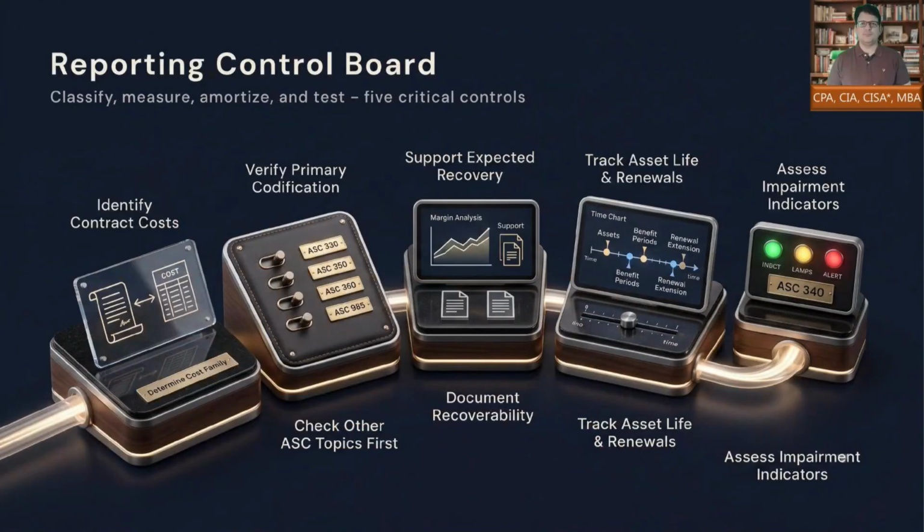Let us close with the reporting control board. For every contract cost, first identify the contract and cost family, obtain or fulfill. Second, check other ASC topics before applying ASC 340. Third, document recoverability with margin support, pricing analysis, and renewal assumptions. Fourth, track the amortization period and any renewal or extension assumptions. Fifth, review impairment at each reporting date and follow the correct sequence.